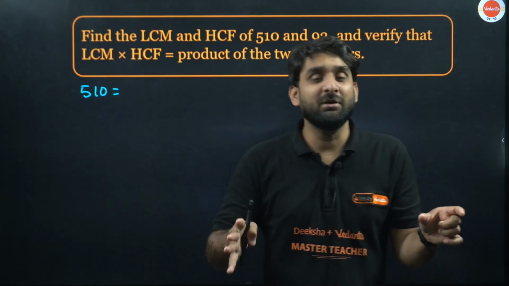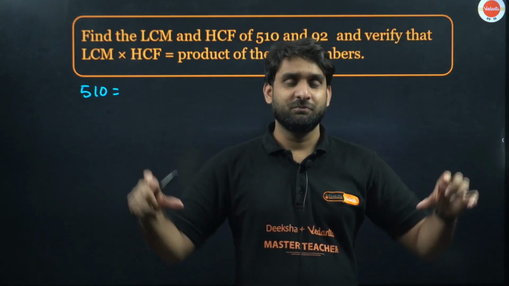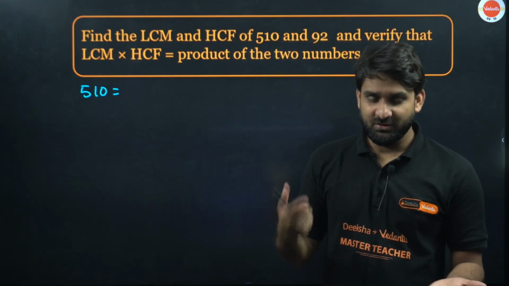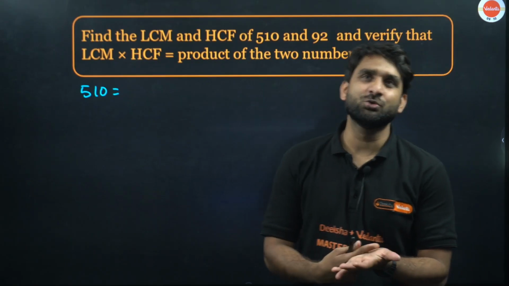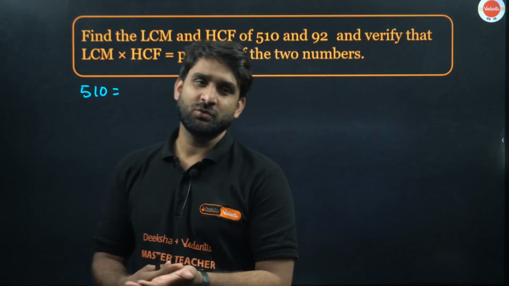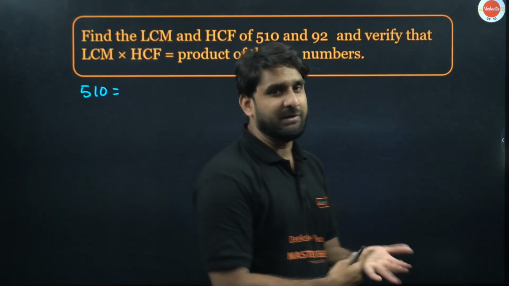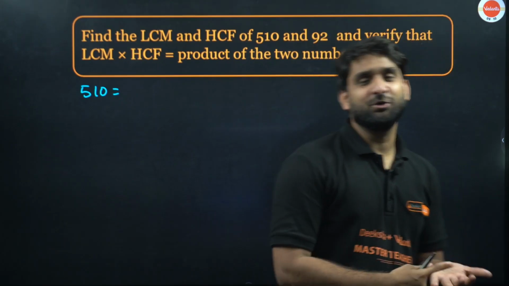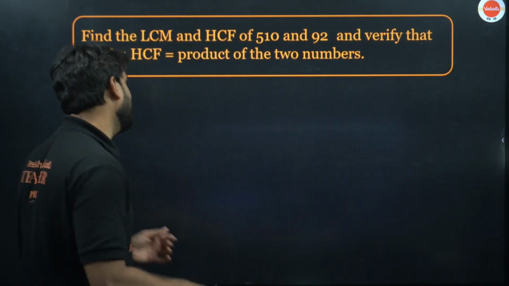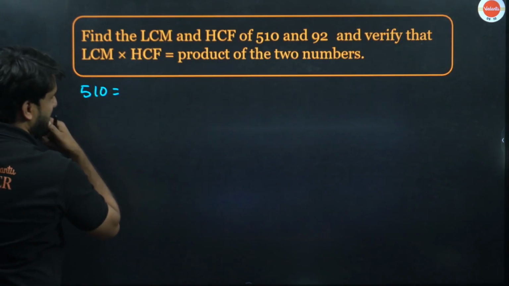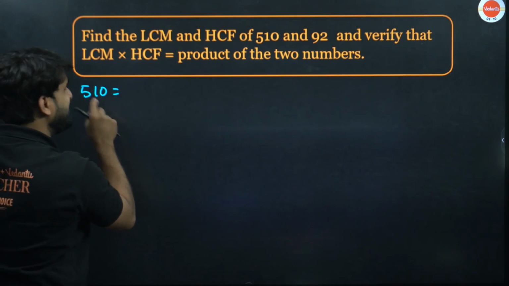But 30 can be written in prime factors because 30 is a composite number. So 30 can be written as 2 into 3 into 5. 2 into 3 into 5. 5 threes are 15, 15 twos are 30. Very easy question.